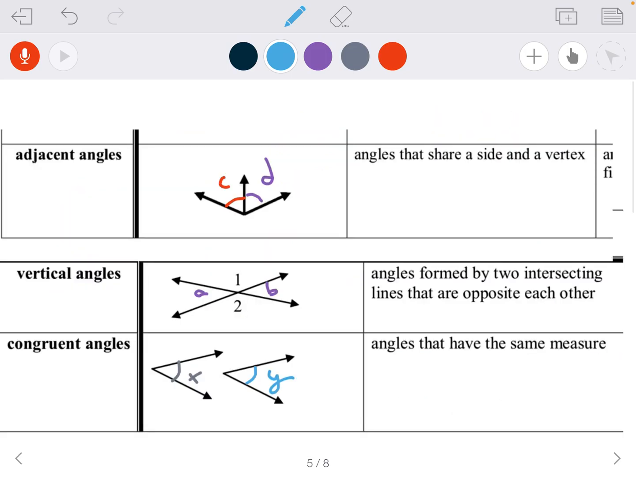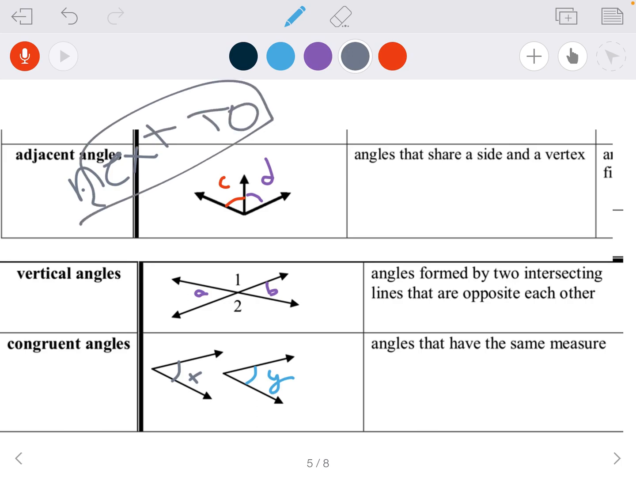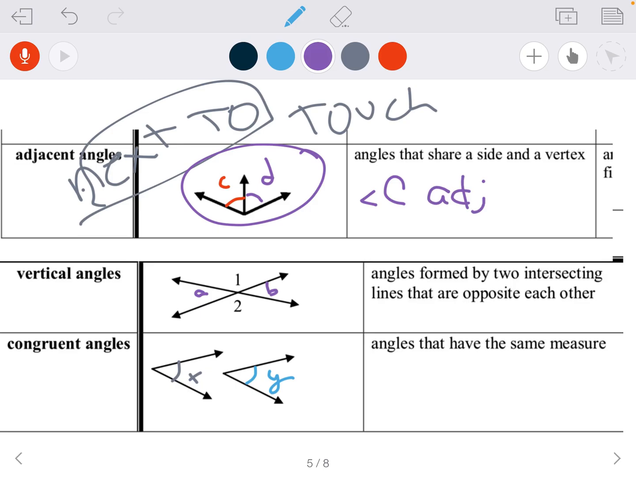And then also you need to know about adjacent angles. Adjacent angles means next to. Adjacent means next to. So next door neighbors, next to. They're touching each other. So in this case here, I can see that angle C, the measure of angle C, is adjacent to angle D.